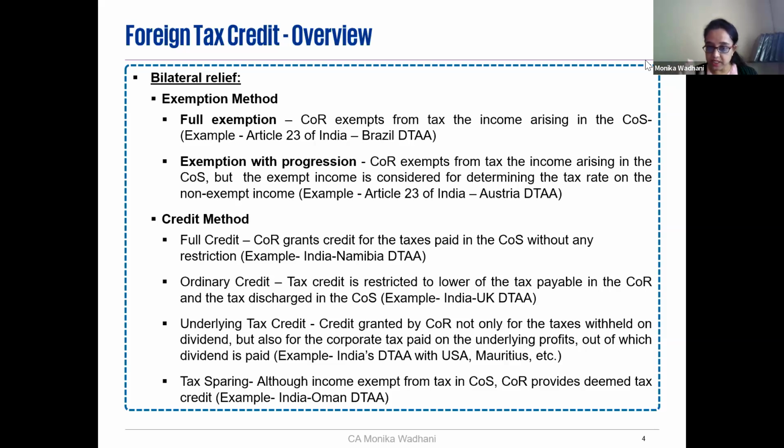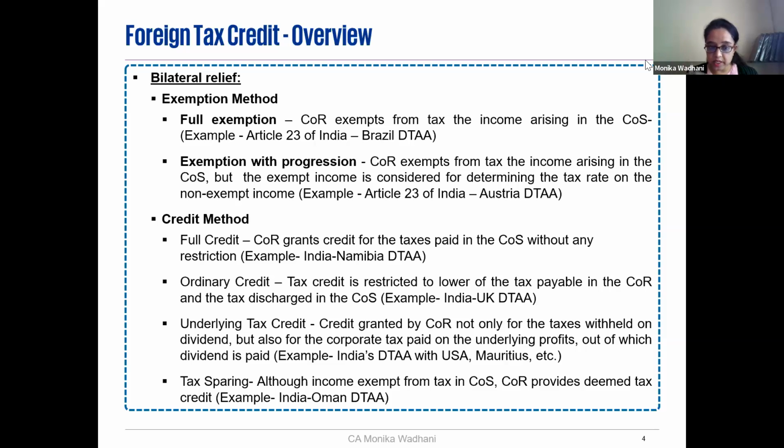Now we will see there are various treaties where different kinds of language are used. Some treaties use language akin to "liable to tax", which is as per section 4 of the Indian Income Tax Act, the charging section. And there are some treaties which use language akin to "subject to tax". Once we come to certain case studies, we will discuss this aspect in more detail.